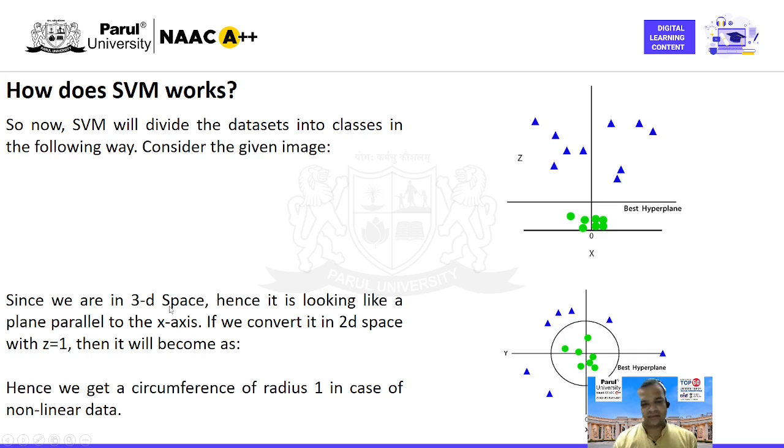Since we are in 3D space, it is looking like a plane parallel to the x-axis. You can see this image. If we convert it into 2D space with z equals 1, then it will become like this. Hence, you will get a circumference of radius 1 in the case of non-linear data. Okay.